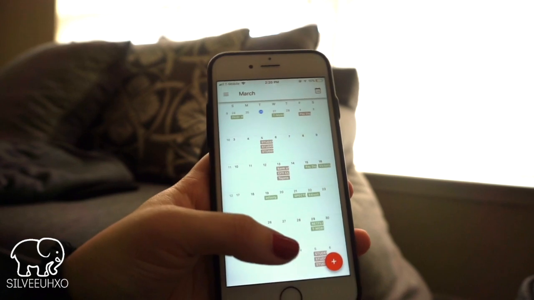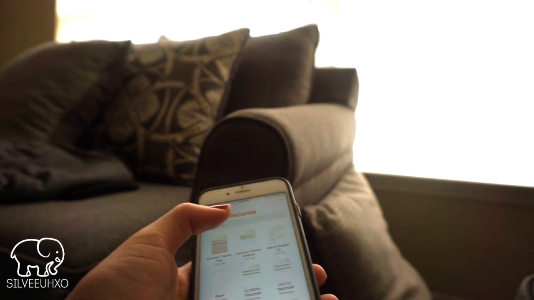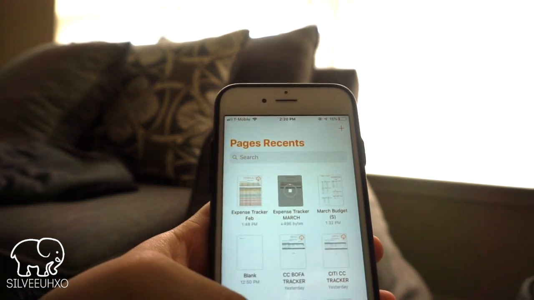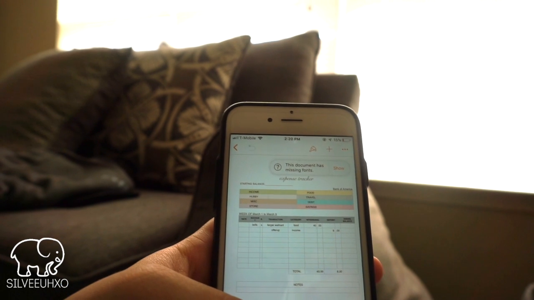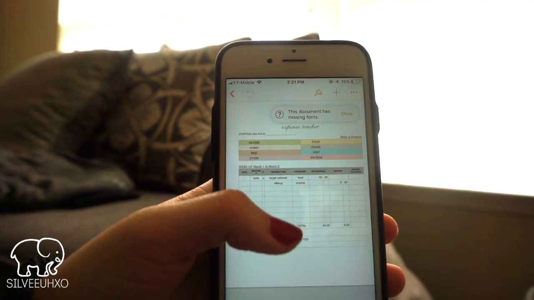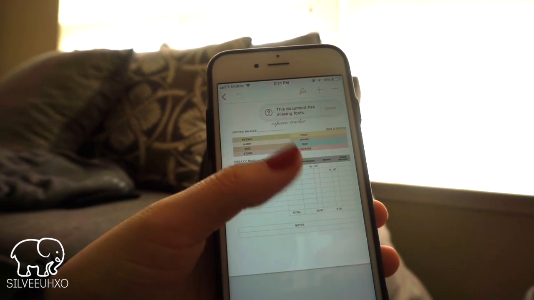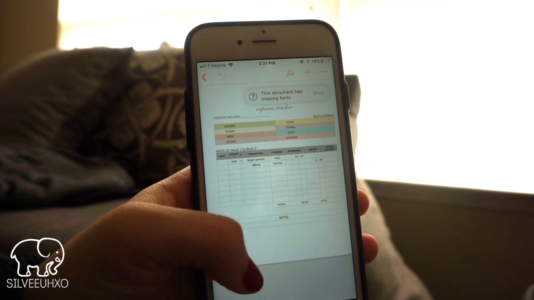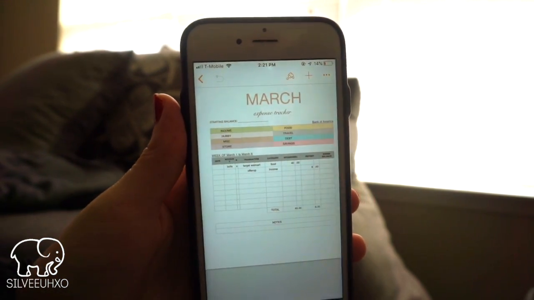So this is why I also like using the calendar, and I could also access my expense tracker and my budget. For example, if I'm on the go, I don't need to have a planner with me or my computer. As long as I have my phone, and we almost always have our phones with us, I could add my expenses if need be. For example, if I go on a trip, I don't have to carry my laptop with me. I'll just have my phone, and whatever money I spend, I could put it on my tracker. That was my budget for the month of March and my tracker.